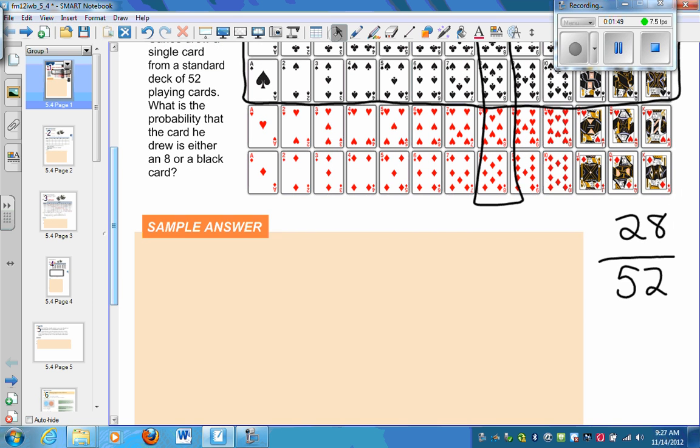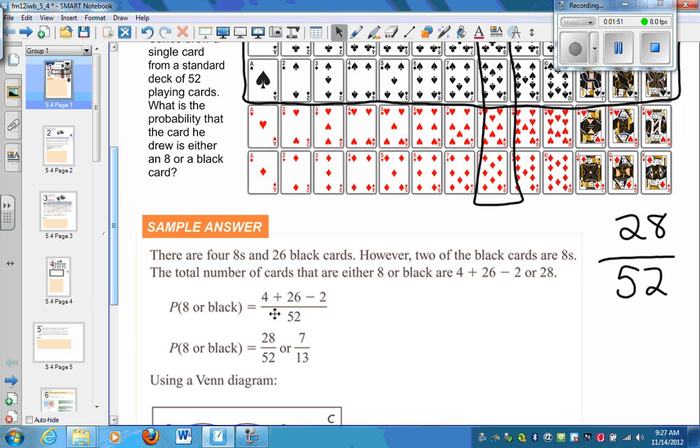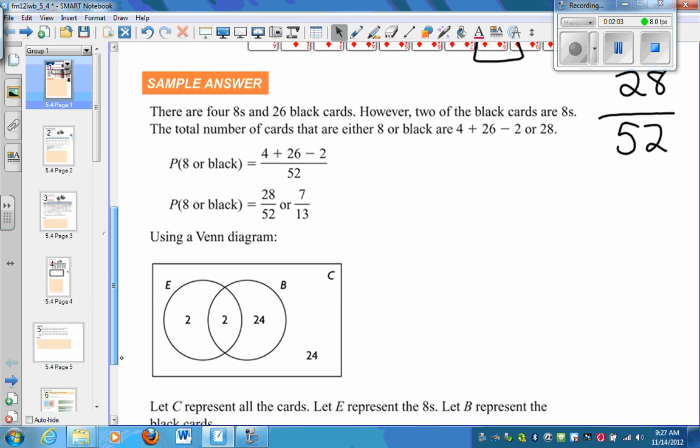And then we can go on and simplify that. The way they did it is they said there's 4 8s and 26 blacks, but then they subtracted the 2 that were repeated. They also got 28, and reduced it to 7/13ths. They drew a diagram. Here's all the 8s, there's 4 of them. Here's all the blacks. There's 26, but 2 of them are common, and there's 24 that are neither. So that was not mutually exclusive.